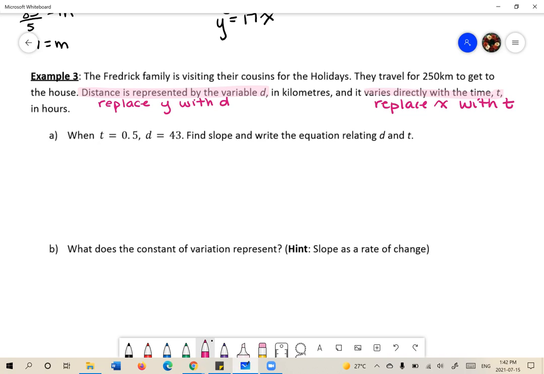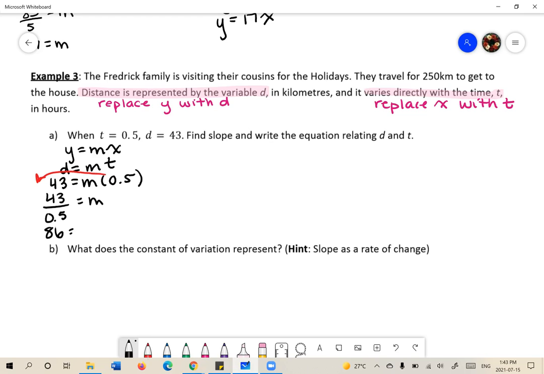Part A, when t is equal to 0.5 and d is equal to 43, find slope and write the equation relating d and t. So instead of using y = mx, I'm now going to use d = mt. And it tells me that d is equal to 43 and t is equal to 0.5. I'm going to bring 0.5 to the other side. So 43 divided by 0.5 is equal to m. 86 is equal to m.